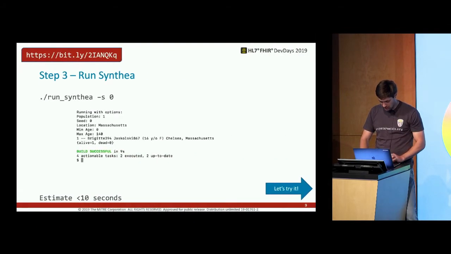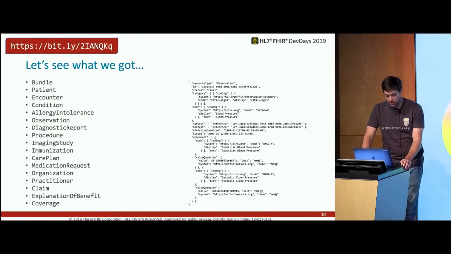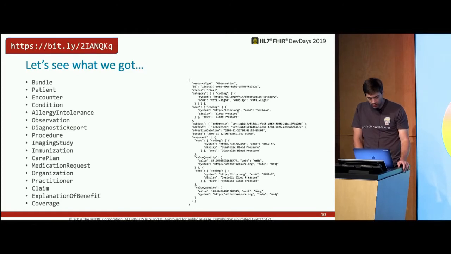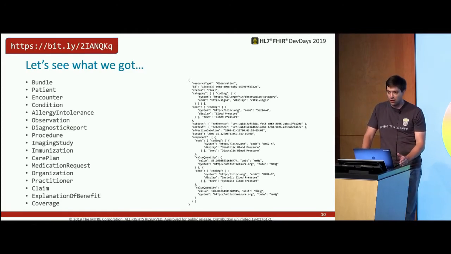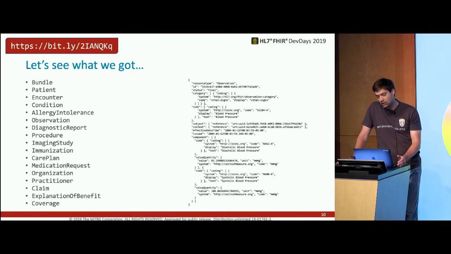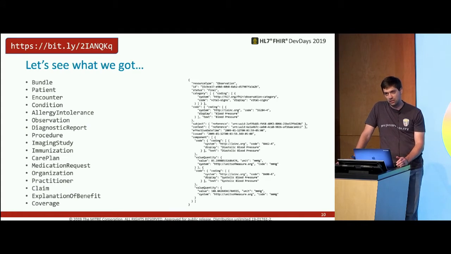So if I go back to the slides, we generated one patient. So sort of poke around, what do we get? We have a whole bunch of FHIR resources. By default, it outputs FHIR R4, but you can also have it output FHIR STU3 and DSTU2. These are the resources we support.